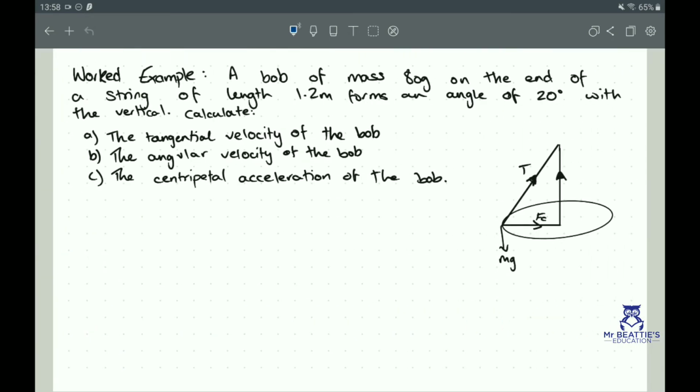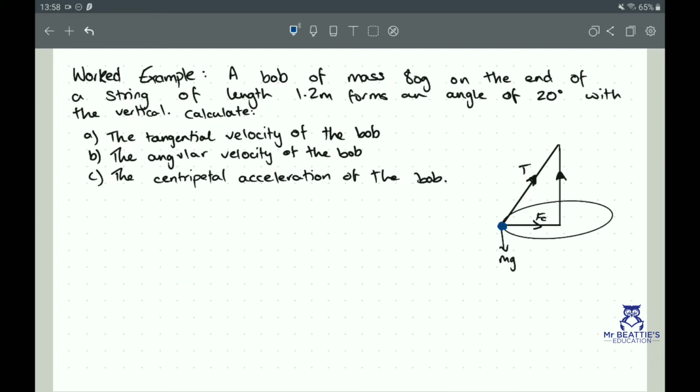So we've got a big worked example here, probably going to take over 2 or 3 pages, so I might have to flip backwards and forwards to get this done. Worked example: a bob of mass 80 grams on the end of a string with length 1.2 meters forms an angle of 20 degrees with the vertical. Calculate the tangential velocity of the bob, the angular velocity of the bob, and the centripetal acceleration of the bob. Okay, so the bob is here, it's going round in a circle.